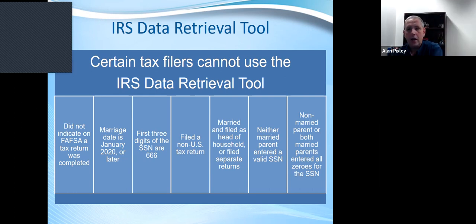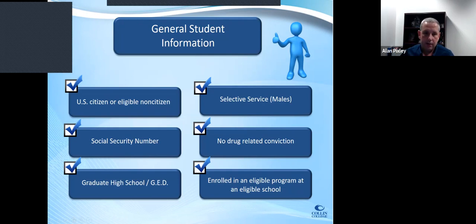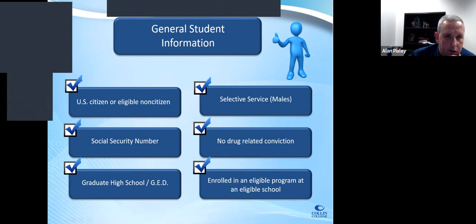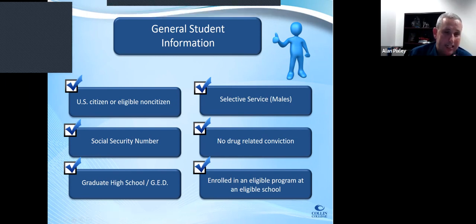All right, so here's some general student information that I want you to know about. First of all, to get financial aid, you have to be a U.S. citizen or eligible non-citizen. We talked about that with a permanent resident. Males, you have to register for selective service. So there's the ability to register for selective service as part of the Free Application for Federal Student Aid. So keep that in mind. You can do that right there.